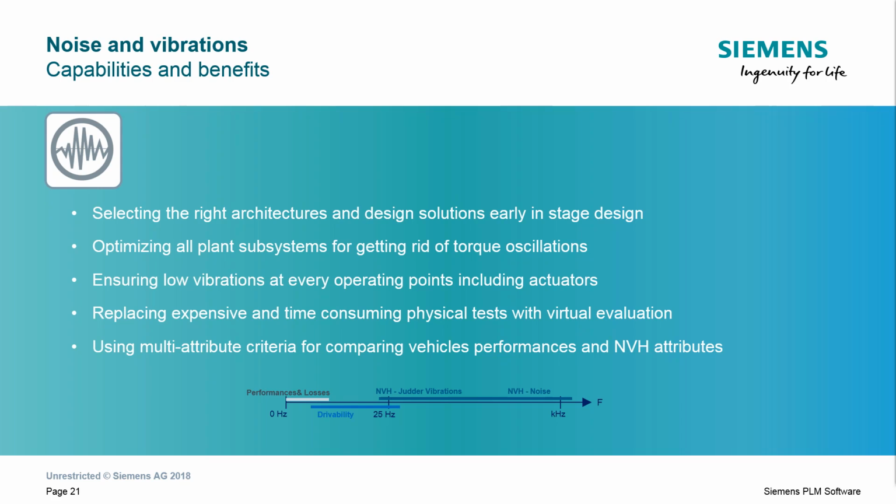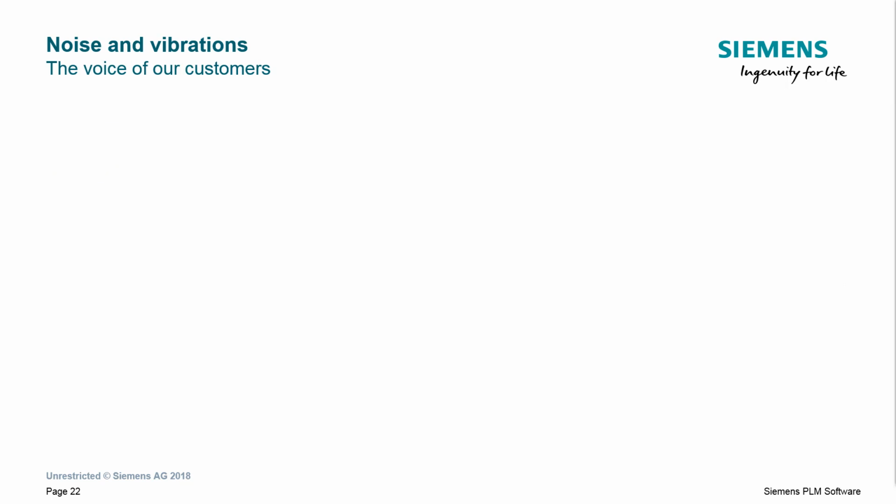Siemens Simcenter AMESim also provides models used to design components such as clutch dampers, dual mass flywheels, and centrifugal pendulum absorbers. Thanks to these capabilities, transmission suppliers and OEMs can drastically reduce noise and vibration and improve the quality feeling of the vehicles, replacing expensive and time-consuming physical tests with virtual evaluation, reducing at the same time the cost and the duration of their projects.